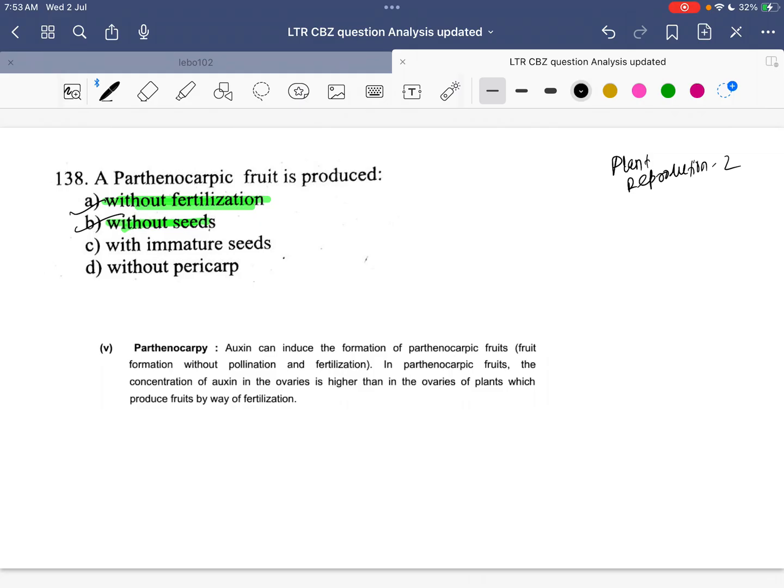Parthenocarpic fruit: again there are two answers here, without fertilization and without seeds. Both are appropriate. Without fertilization is the most appropriate, but without seed is technically correct also. Parthenocarpic fruits, like tomato and grapes, are without seeds. Technically, when fertilization is not there, seeds will not be there, so both are answers.